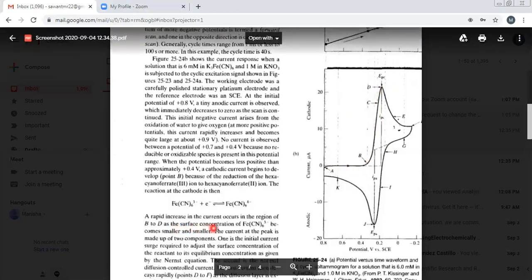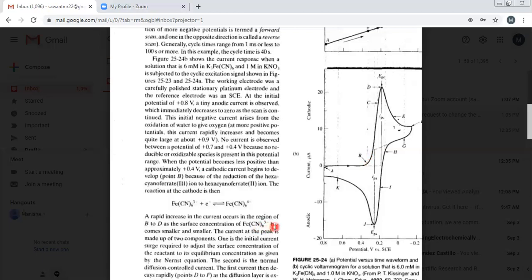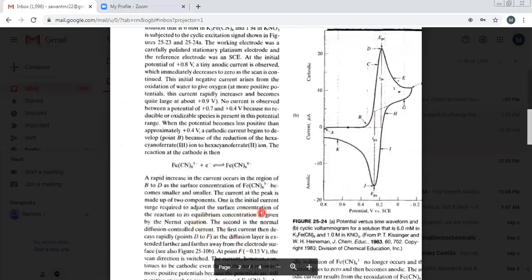So at the surface, as the surface concentration of [Fe(CN)6]3- becomes smaller and smaller, it will raise the current magnitude. The current at the peak is made up of two components. One is the initial current surge required to adjust the surface concentration of the reactant. What does the initial current surge mean? Whatever magnitude of surge or thrust was needed on the surface of the electrode because of the concentration gradient, the first initial peak will contribute this particular magnitude of current. All right.